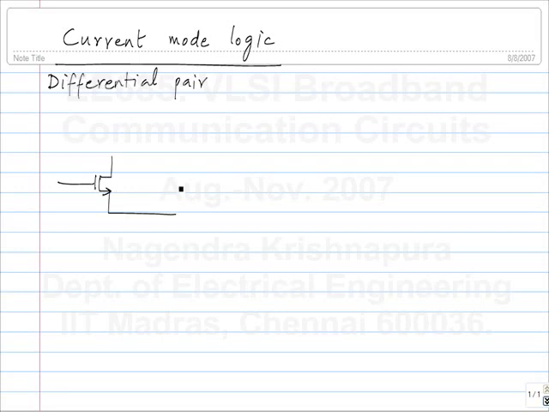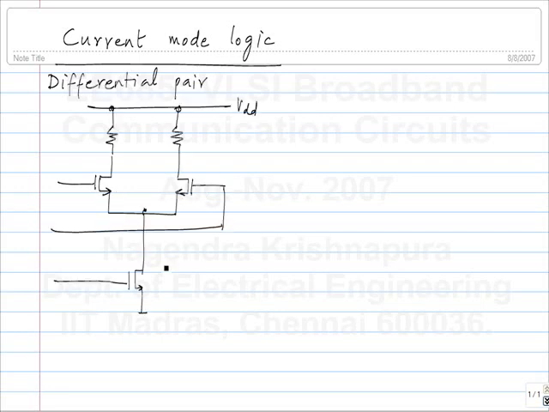This is what a differential pair looks like. So this is some bias current I0, and we have a source coupled pair formed by M1 and M2 and load resistance is R. Normally we use this as an amplifier. Let's see how we use it as a logic gate.